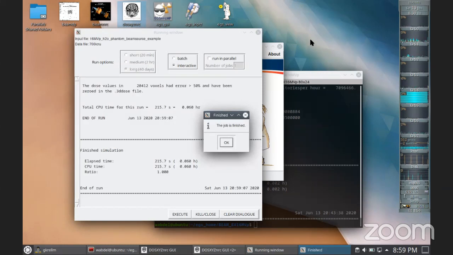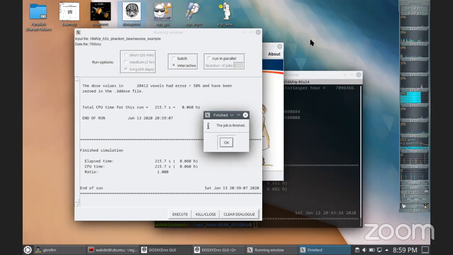We can take this phase-space file that's generated above the jaws and make a beam model. But in the beam model, the component models we're going to use are probably the jaws and the MLC. We don't need the target component model, so you have everything done up to the jaws. From the jaws and down, you can continue your job.